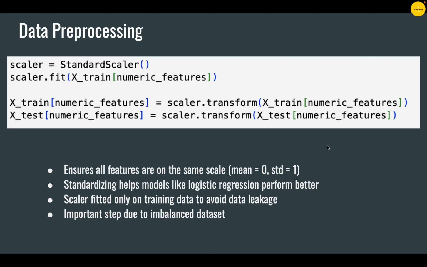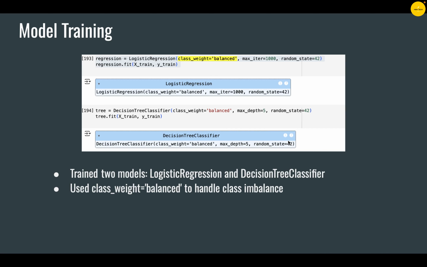Next step, I used the StandardScaler to ensure that the data are transformed to have a balanced scale, and it only fits to training data to avoid any data leakage. To train the model, I set class_weight equals balanced in both models. This tells the model to give more weight to the minority class since the dataset is imbalanced.